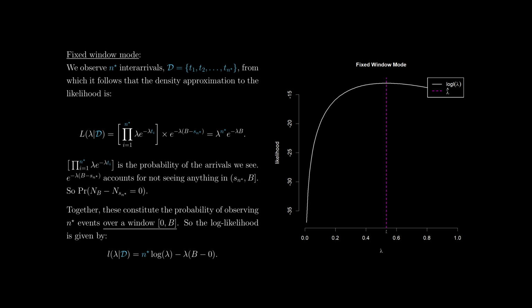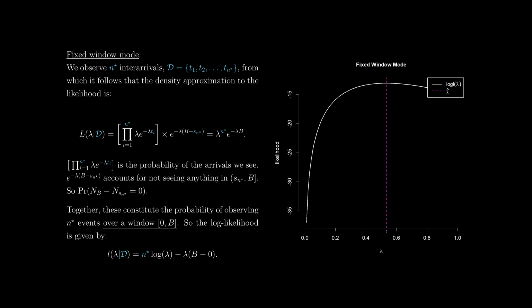Now again, remember that the likelihood function is just a statement about the probability of that which we observe. In this case, that means the probability of observing n star events over a fixed window running from 0 to b. So we have to actually account for the fact that we don't see any additional arrivals apart from the last one in that last bit of time. And we can evaluate that probability straight from the Poisson probabilities under our model process.